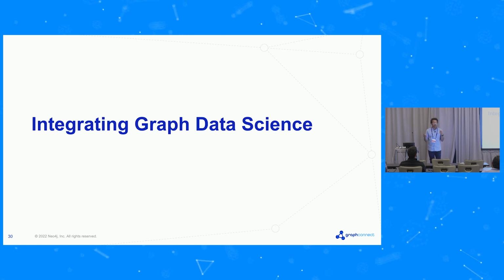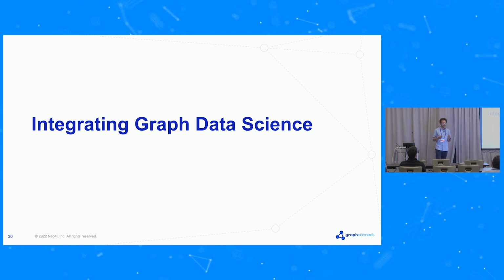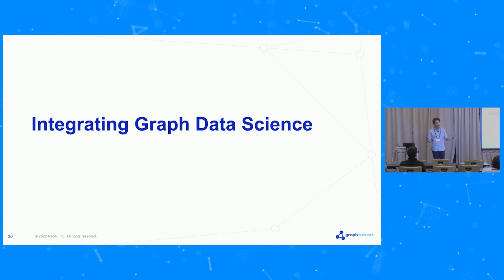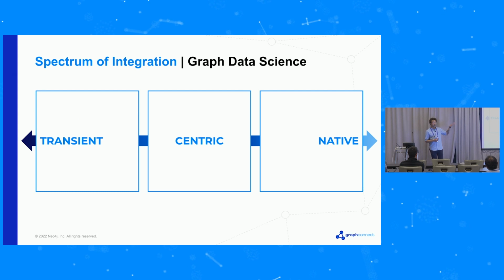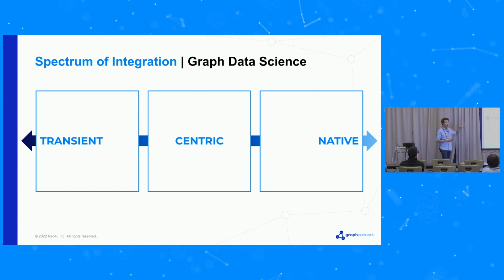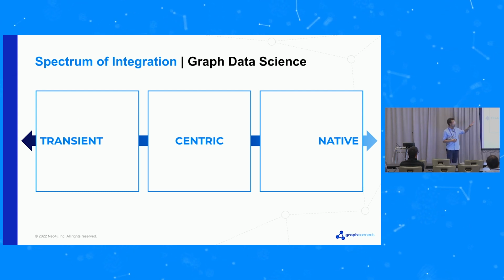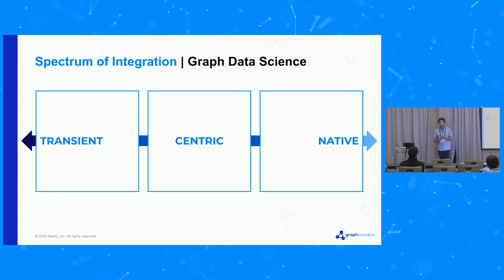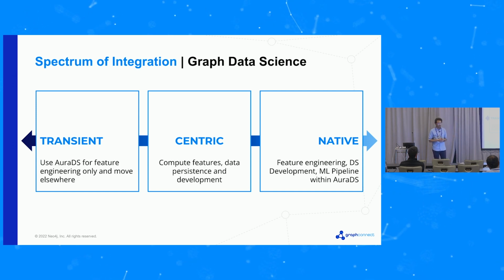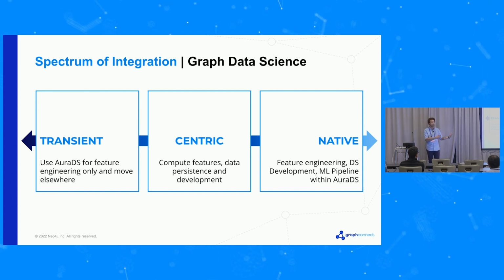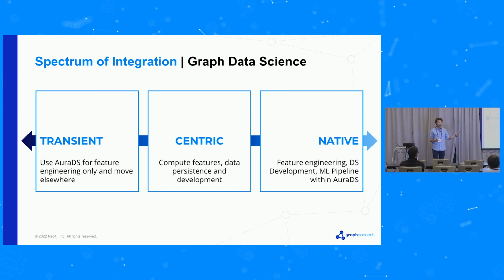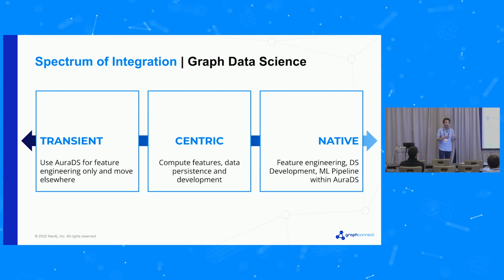I like to talk about how you integrate AuraDS, because I think it's really important, since different data science teams or different data teams have different requirements themselves. I like to think of it as a spectrum. On the left-hand side, it's transient, and on the right-hand side, it's doing it all within the database or the instance itself. What I mean by transient is when you use AuraDS to create your features, and then you take those features and maybe feed them into something else. Maybe it's your TensorFlow pipeline. Maybe it's Vertex AI on GCP. So it's being able to compute those graphy features and use those somewhere else.